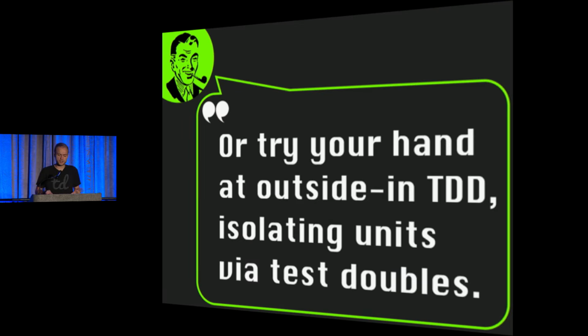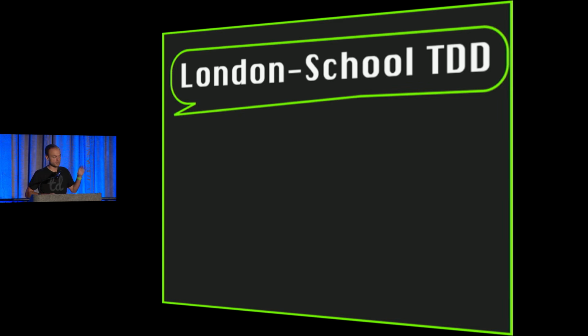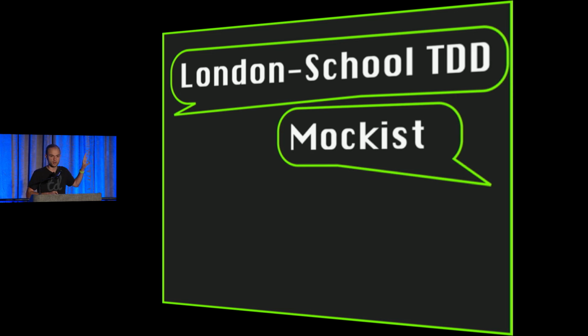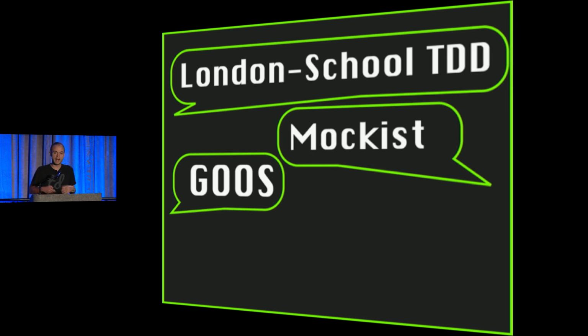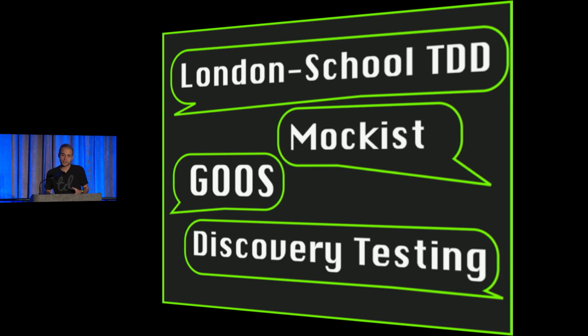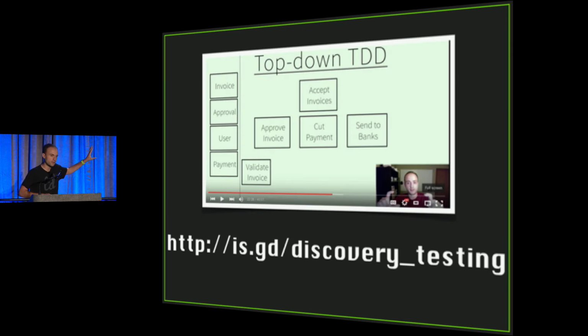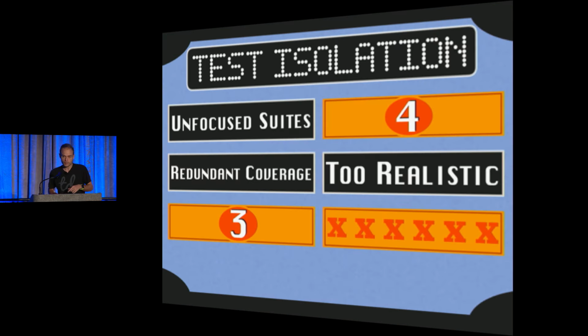A totally different strategy, you could try your hand at outside-in test-driven development, where you do write tests for all those different layers, but you isolate the thing under test from the things it depends on. Some people call this London School test-driven development, or mockist, or GOOS. How I practice it, I've come to call it discovery testing, because we're discovering our dependencies as we go. I recently did a 3.5-hour free screencast series that leads by example on this and shows at least how I practice it. That's up on our blog at this short URL.